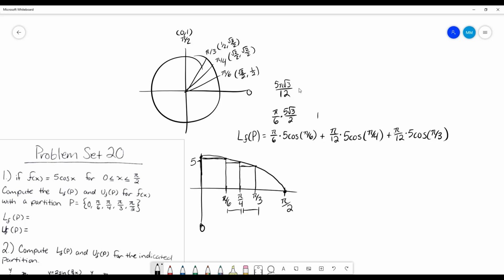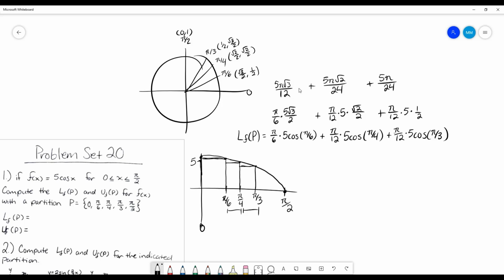And then plus, over here we've got cosine of pi over 4, so it's going to be pi over 12 times 5 times cosine of pi over 4 is square root of 2 over 2. So that's going to be 5 pi square root of 2 over 24. And then our next one is another pi over 12 times 5 times cosine of pi over 3 is 1/2. So it's going to be 5 pi over 24.